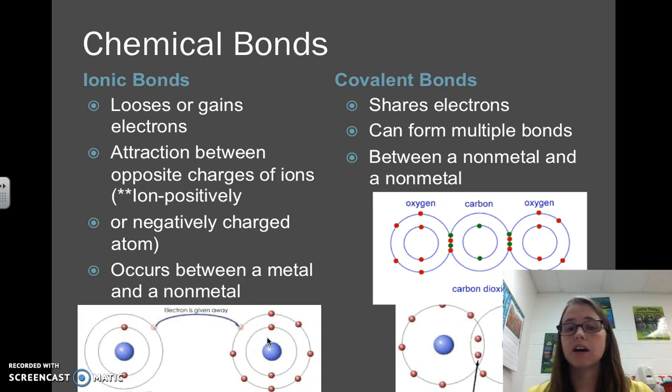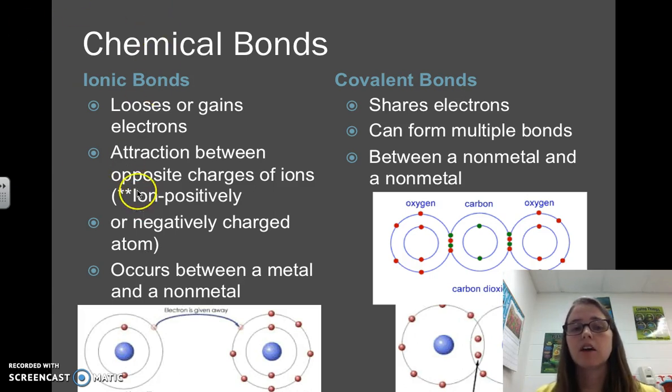We all remember that positives and negatives attract. So when that happens, they are attracted together because this guy is positive and this guy is negative, and they like each other. So the attraction between opposite charges of ions is what causes this bond. An ion is something that is positively or negatively charged. So an ion is just anything that is charged. It can be charged by losing more than one electron. It can be charged by just losing one electron. But it is anything that is positively or negatively charged.